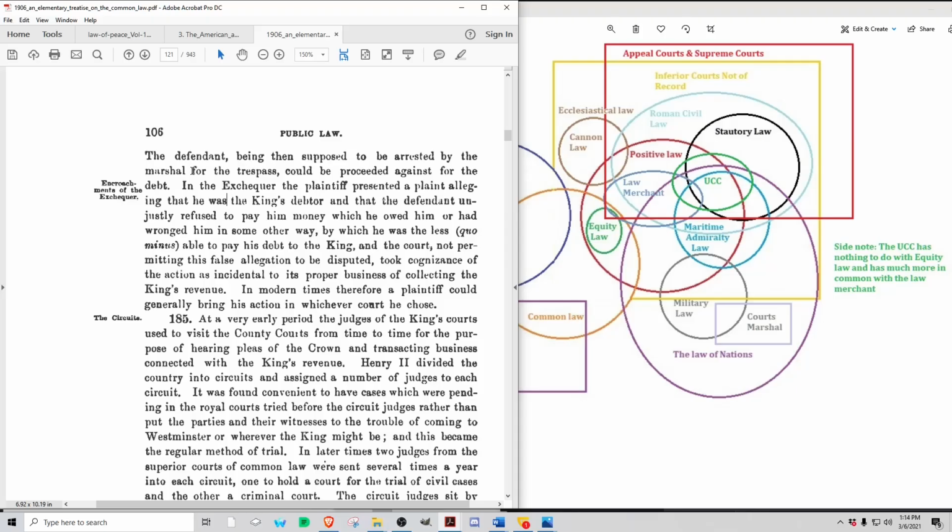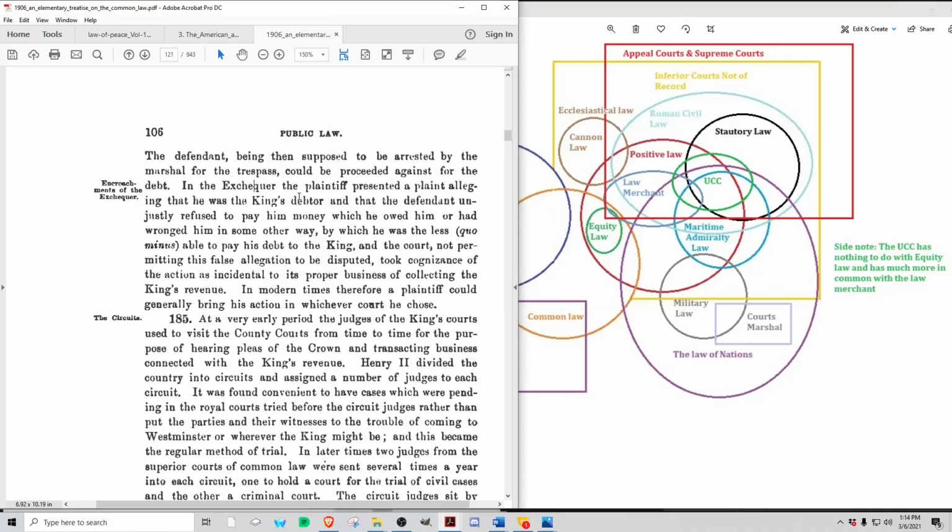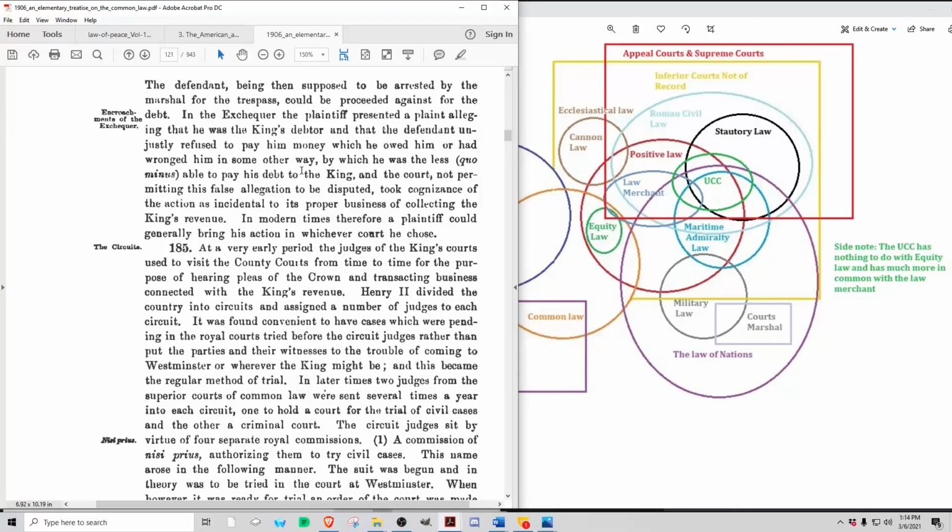So this is an aspect where they were kind of mixing the idea of wrongs, actual wrongs under natural law, and debts over here under the law merchant, and then taking jurisdiction. This is a story of the attorney taking jurisdiction for himself, more or less, is what it was. Okay.